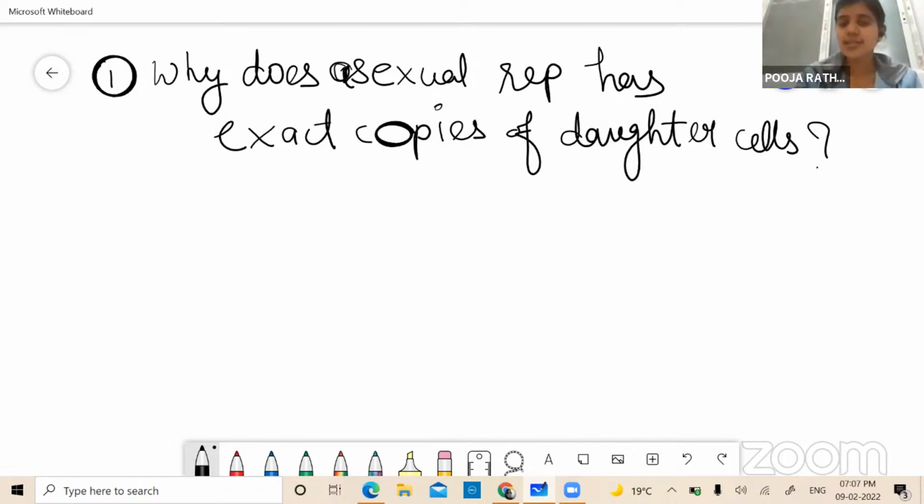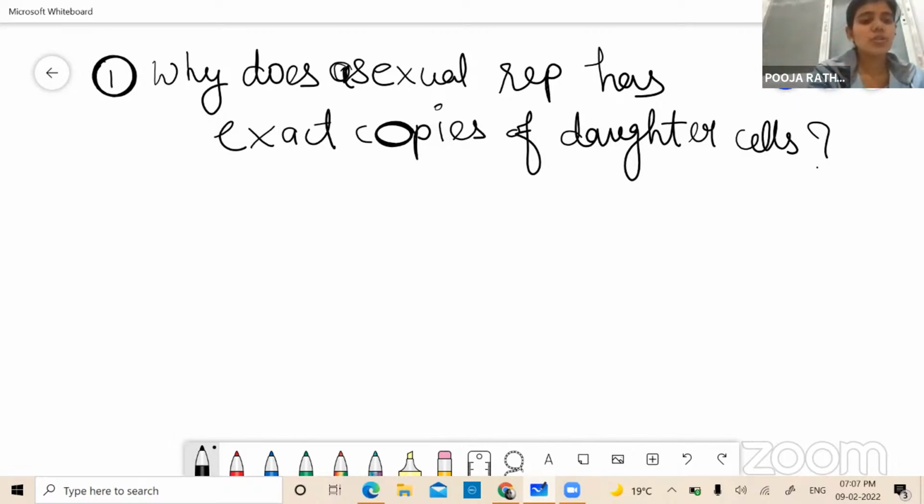It is because in asexual reproduction, only a single parent is involved, and that single parent passes on its 100% chromosomes, or we should say 100% nucleic part, to the next generation. And that's why no variation could be seen in asexual reproduction, and hence the daughter cells look like the parent cells. That's why they make exact copies, and hence they are called clones.